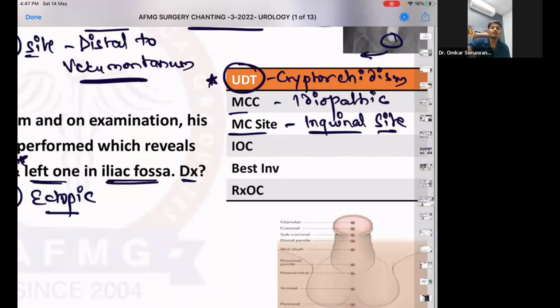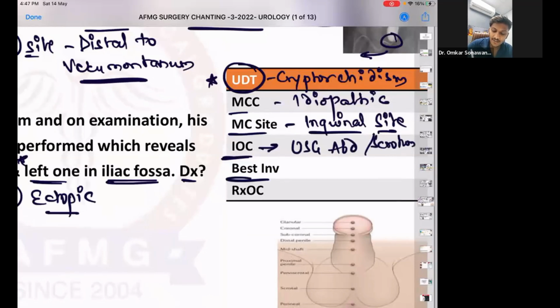What is the investigation of choice to confirm it? Definitely ultrasound scrotum would be our next step. Ultrasound abdomen and ultrasound scrotum would be our first line investigation that we will do.